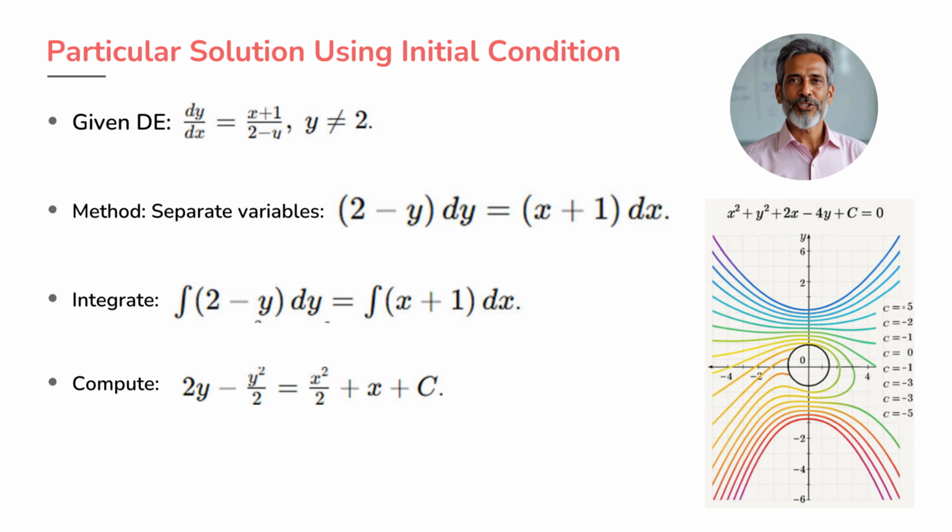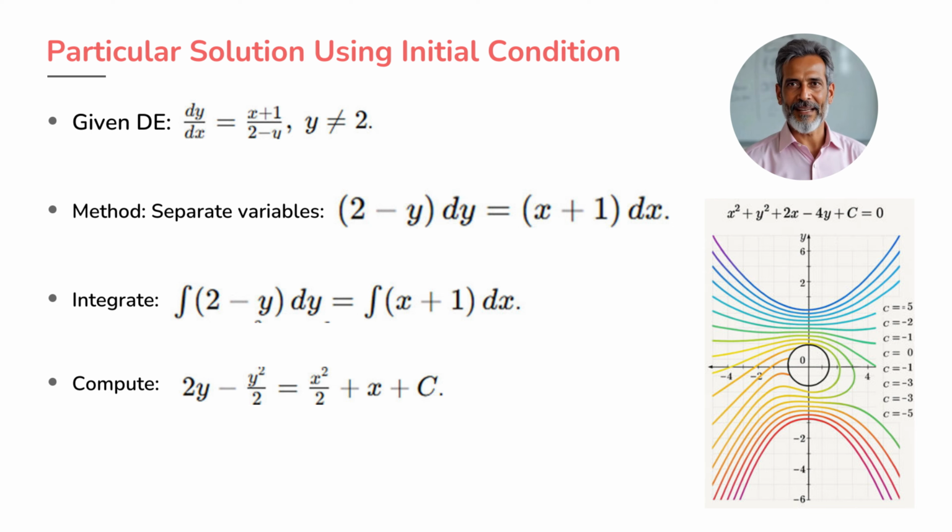We are given the differential equation dy by dx equals bracket x plus 1 bracket divided by bracket 2 minus y bracket, with the condition that y is not equal to 2. Step 1. Rearrange and separate variables. Multiply both sides. Bracket 2 minus y bracket dy equals bracket x plus 1 bracket dx. Step 2. Integrate both sides.